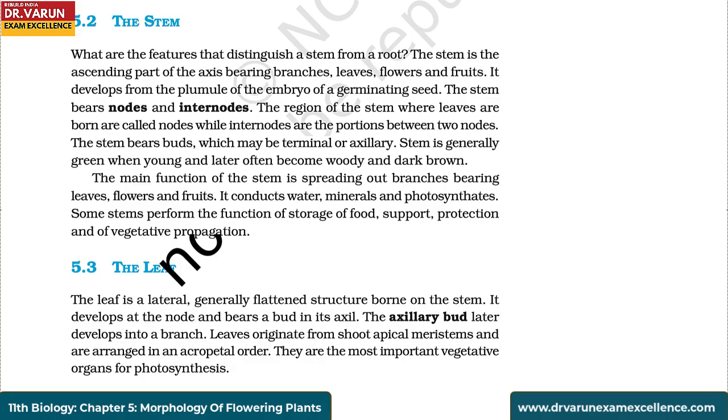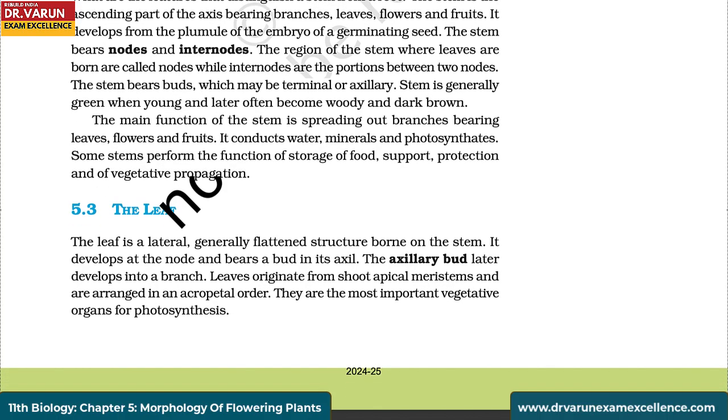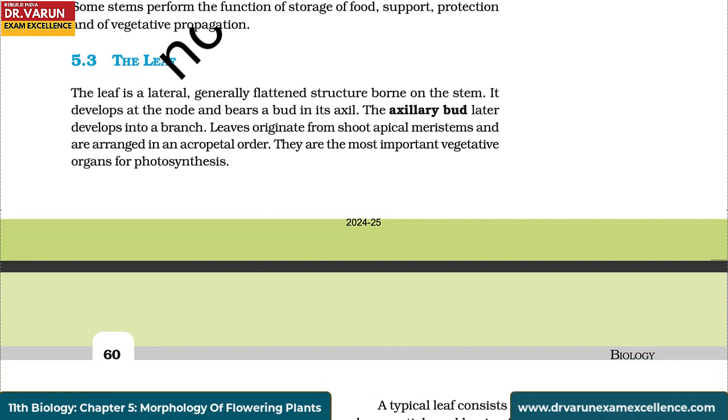The stem bears buds, which may be terminal or axillary. Stem is generally green when young and later often becomes woody and dark brown. The main function of the stem is spreading out branches bearing leaves, flowers, and fruits. It conducts water, minerals, and photosynthates. Some stems perform the function of storage of food, support, protection, and of vegetative propagation.